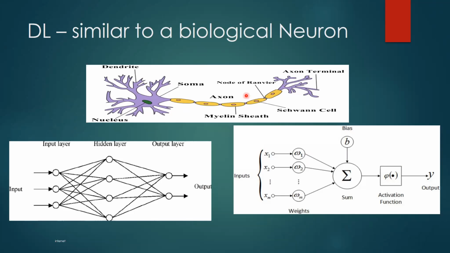You have a biological neuron, how it is converted into a bird's eye view, then how it is converted into its mathematical model. So now, how simple is deep learning. Now you have learned deep learning. That's it, done. It's so easy.